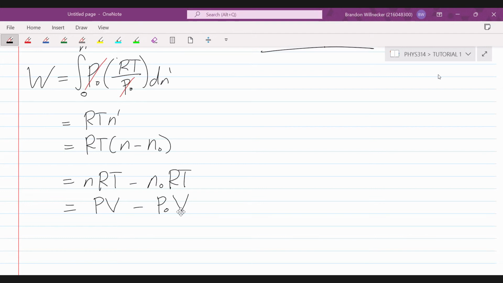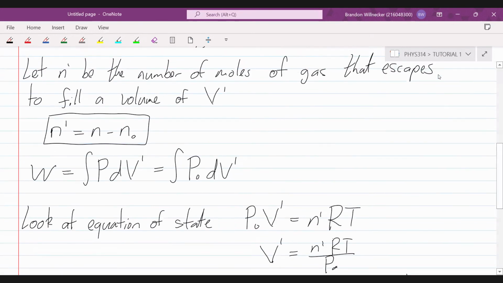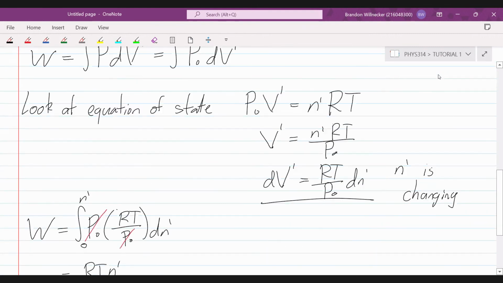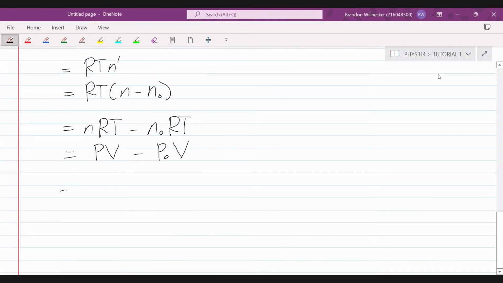Now, if we go back to the goal here, we had this P naught on the outside. So we need to factor out P naught. So let's do that. If we factor out P naught, we're going to get P naught, P over P naught times V minus V. Good.